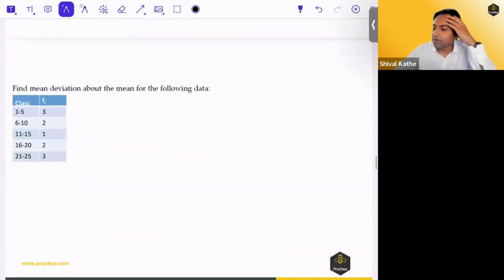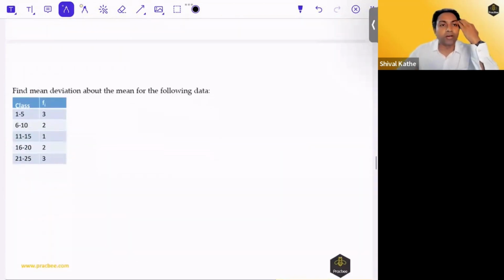Type 3. Type 3 is basically, now here you can see that it is continuous grouped data. The data is still grouped in the form of frequencies. But now it is continuous data. 1 to 5, 6 to 10, 11 to 15. Actually, it should be 0.5 to 5.5, लेकिन ठीक है, चल जाएगा. So this is how it is given.